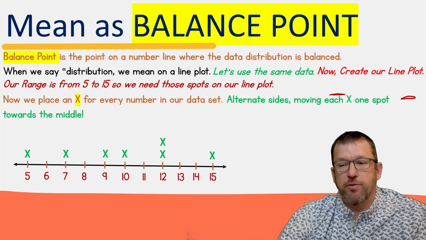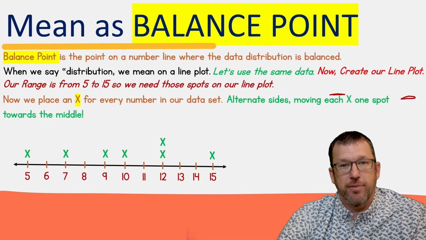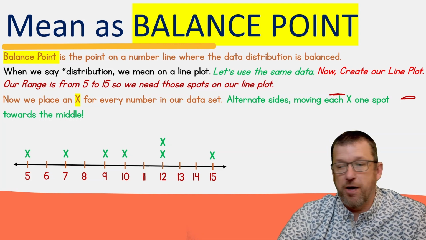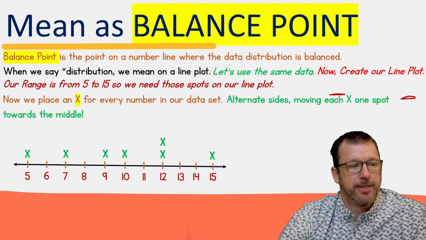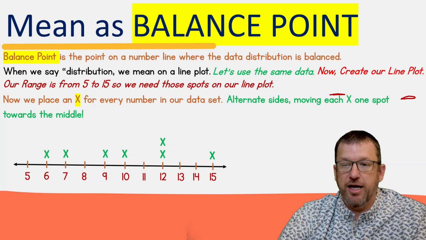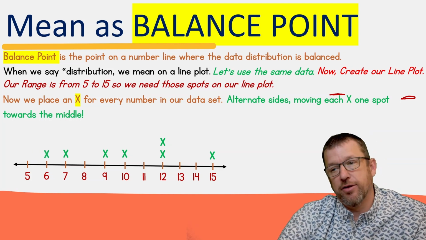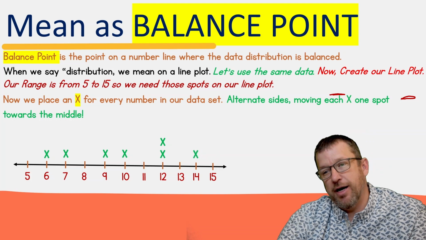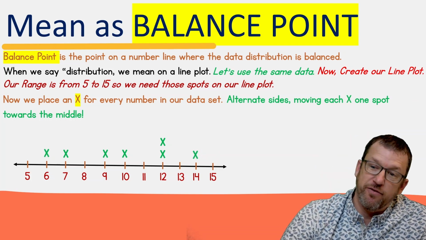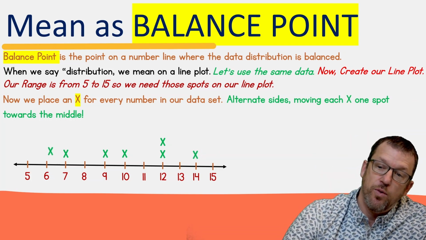But this will show you, when we do that, we find out where our mean is. Let's see if we can figure out what that is. All right, so we just move one from the left over one spot. Then we go to the right side and move one over one spot. Then we go to the left side and move the farthest one that was over on the left one spot.